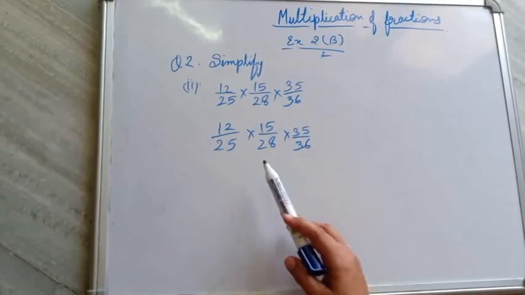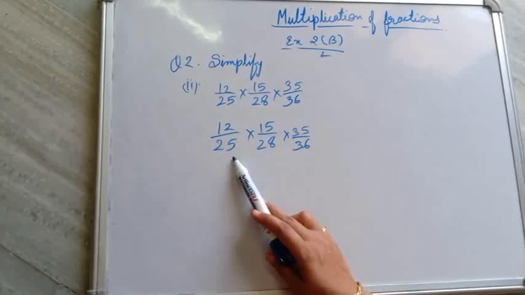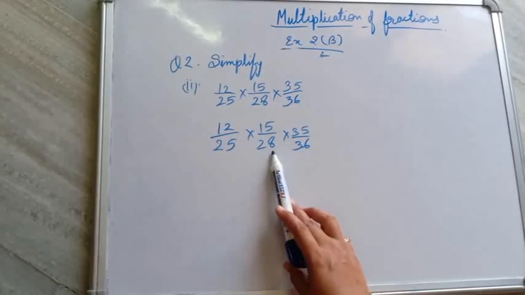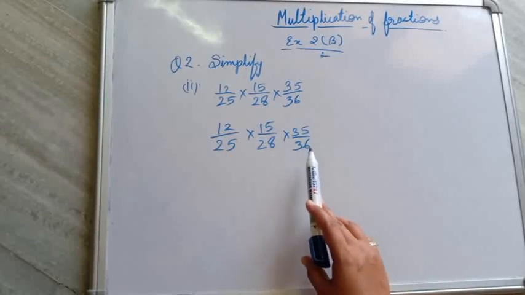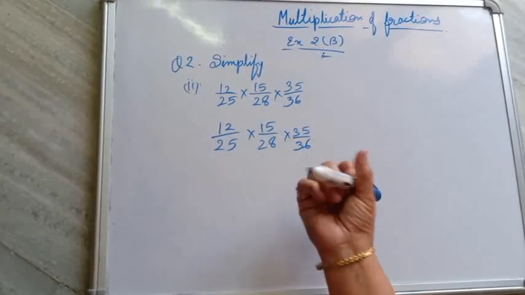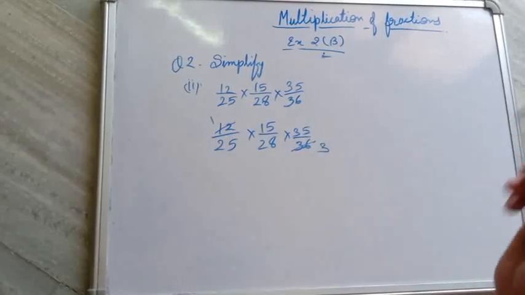So 12, 25 is not divisible by 12. 28 is also not divisible because 12 twos are 24, but 36, 12 3s are 36, so we can divide 12 and 36. 12 1s are 12, 12 3s are 36.